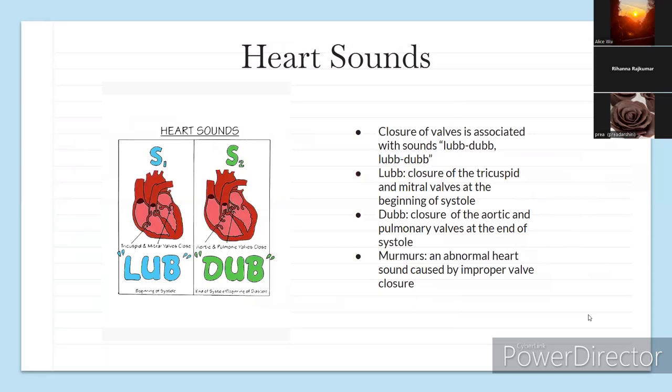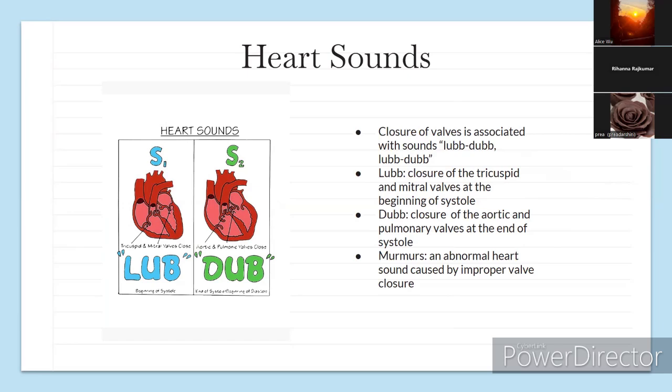And then another important thing that you can use to tell whether there's any disease or damage with the heart is through heart sounds. So the closure of the valves is associated with sounds: lub dub, lub dub. So lub is the closure of the tricuspid and mitral valves at the beginning of systole, and dub is the closure of the aortic and pulmonary valves at the end of systole. So every time the tricuspid and mitral valves and the aortic and pulmonary valves close, you need to hear the lub dub, lub dub. And that's how you know if the heart is working well.